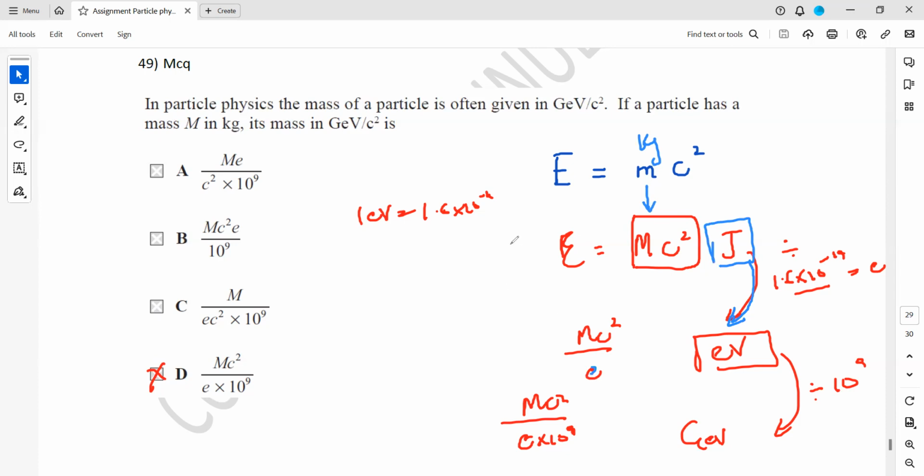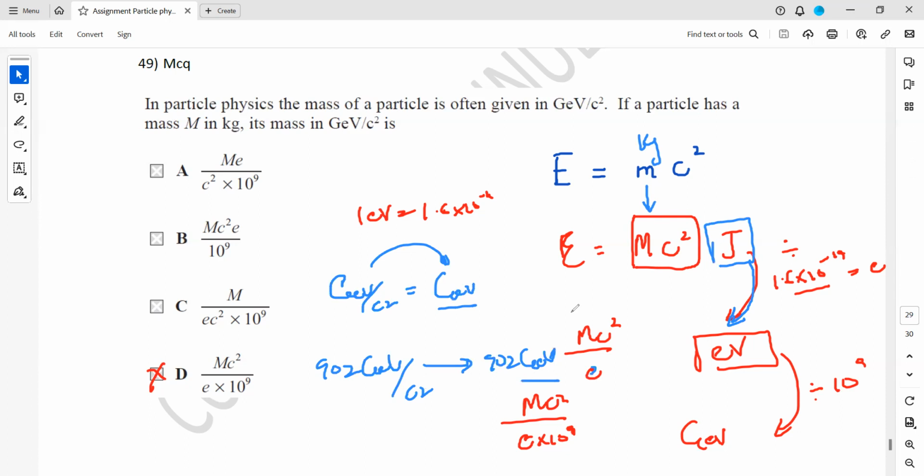Is it clear? The idea is that the mass in giga electron volt per c squared is the same as the energy in giga electron volt. Like if I get 900 giga electron volt per c squared as a mass, how much energy will there be? It will be 900 giga electron volt. That's why we convert the mass into energy, and the energy in giga electron volt is the same as the mass in giga electron volt per c squared. Is it clear, this one?